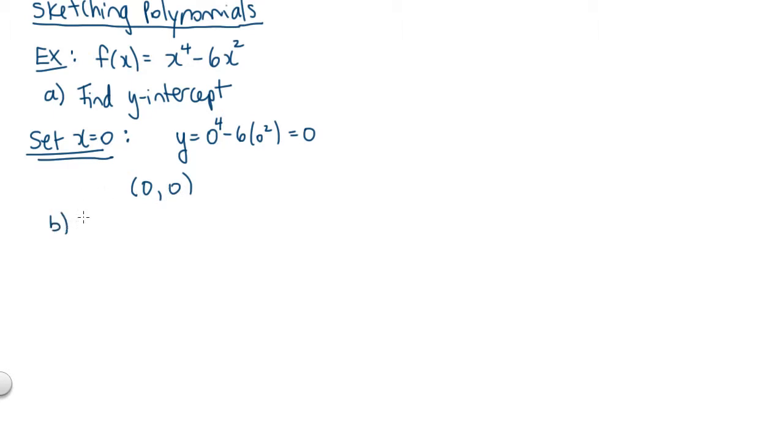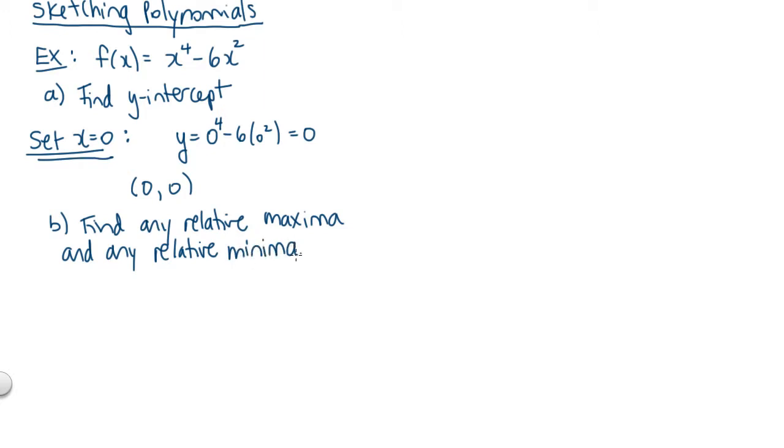Part B, let's find any relative maxima. So any relative maximum points and any relative minima as well. So any relative minimum points. Well, this question is all about the derivative of our function. So let's find f prime of x, which will equal 4x cubed minus 12x.